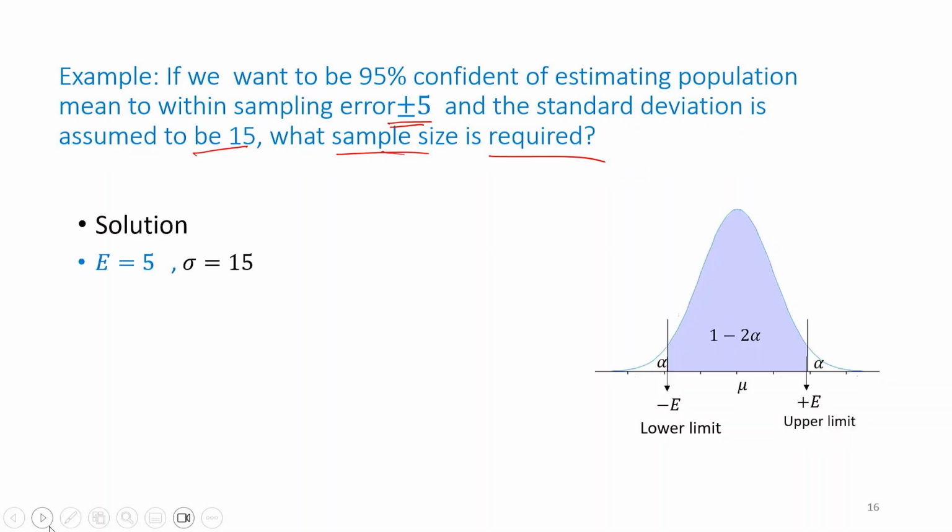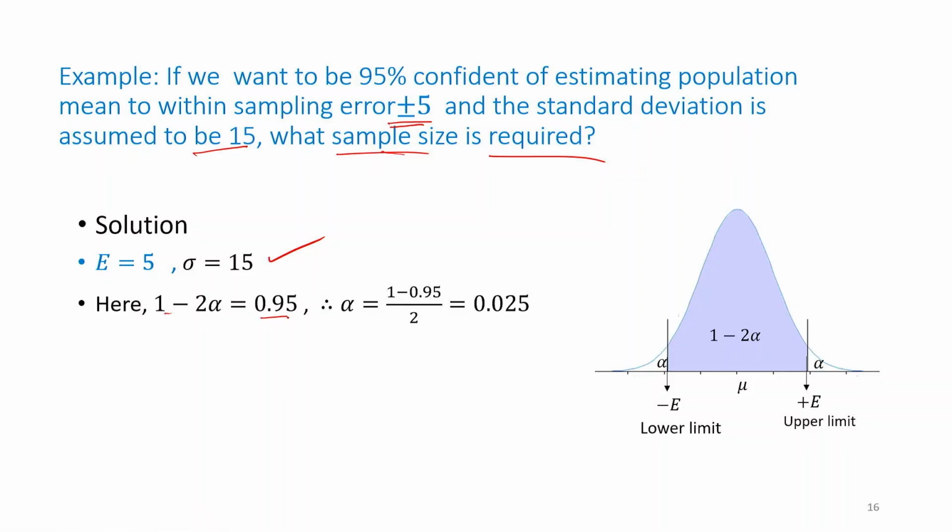E is how much? It is given already, 5. How much is sigma? Also given, 15. Level of confidence is given, 95%. So 1 minus 2 alpha is 0.95, and alpha is 0.025. For alpha 0.025, the Z value is 1.96.